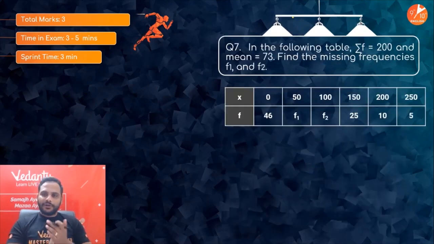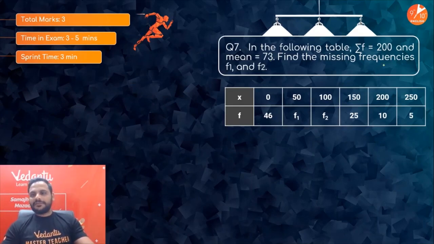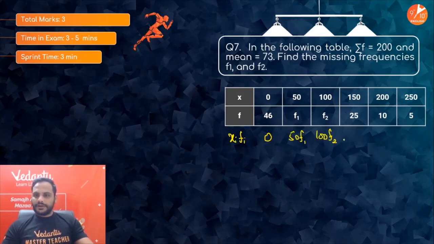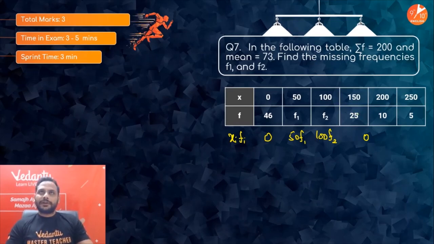Now let's take one more important question. In the following table, sum of frequency is 200 and mean is 73. Find the missing frequencies F1 and F2. So X and F are given. Let's find out X into F. 46 into 0 is 0. 50 F1. 100 F2. 15 into 25: 4 times 100, 8 times 200, 12 times 300 and 375, so 3750. Here it will be 2000 and here it will be equal to 1250.